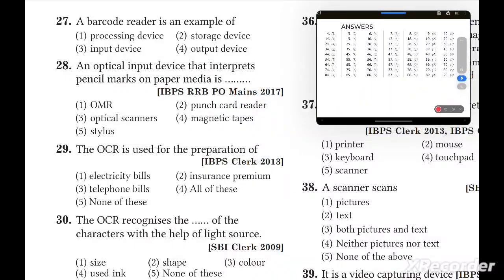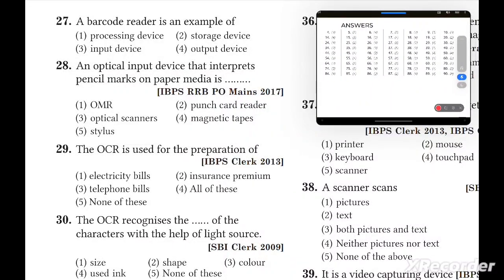Next question. A barcode reader is an example of first, processing device. Second, storage device. Third, input device. Fourth, output device. The correct answer is third, input device.